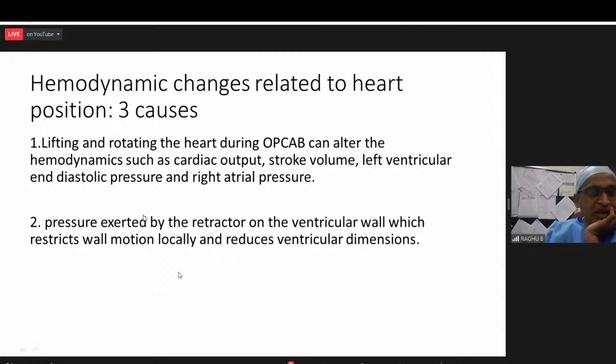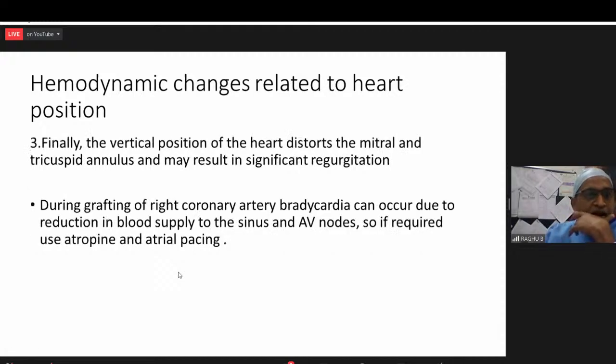The second cause for these hemodynamic changes is the pressure exerted by the retractor on the ventricle wall, which restricts the wall motion locally and reduces the ventricular dimensions. And finally, the verticalization of the heart during off-pump disturbs the mitral or tricuspid annulus, and it results in significant regurgitation of either valve.